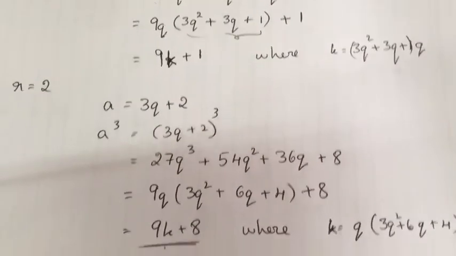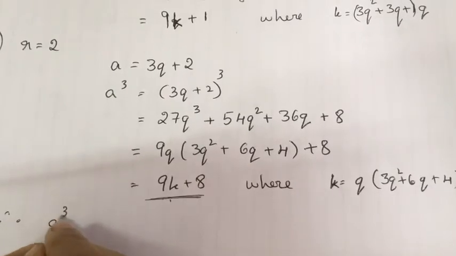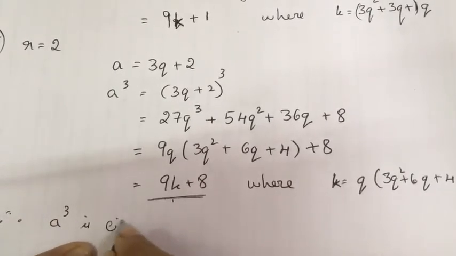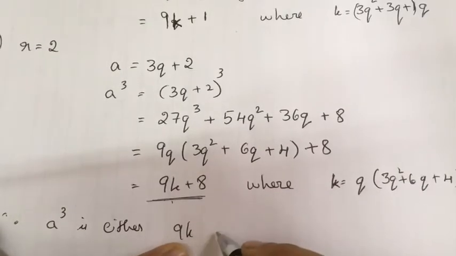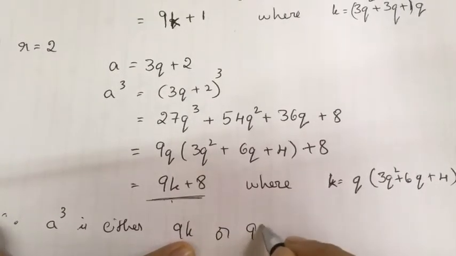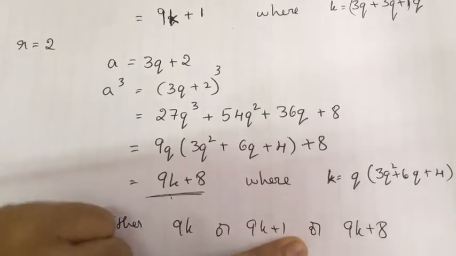Therefore, I can write that a cube is either of the form 9k, or 9k plus 1, or 9k plus 8.